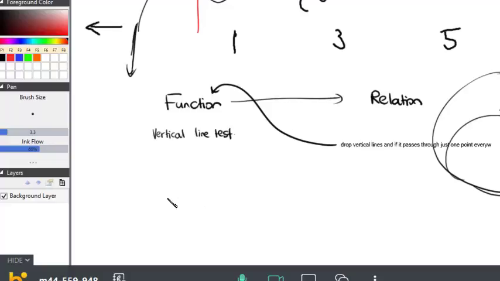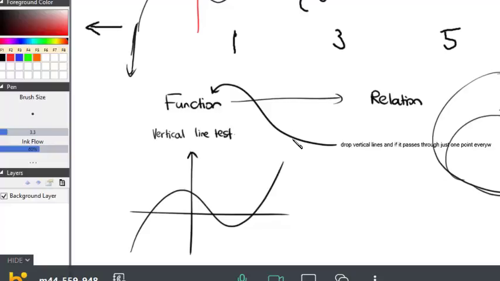So let's think about this. If I have some graph like that, and I drop vertical lines. I drop a vertical line here, and it seems like it's just going through one point. The vertical line there is just going through that one point. A vertical line here goes through one point, and another vertical line goes through one point. So everywhere I put a vertical line, it's going through one point. That means this is a function.